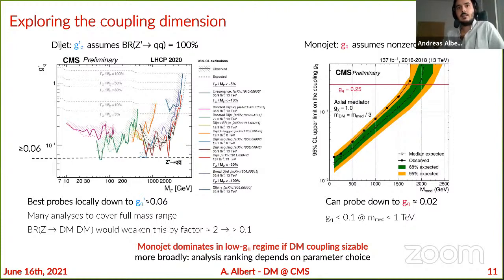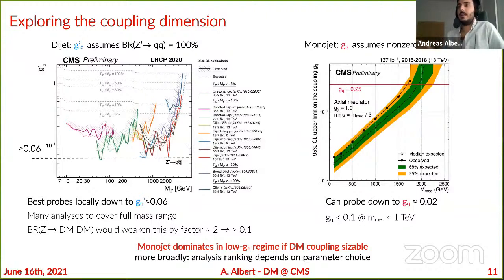There you can see that we probe couplings down to something like 0.06. And it's important to understand that this coupling here, gq prime, assumes that there's no branching to dark matter at all. If we look at monojet, on the other hand, the coupling assumes a branching fraction into dark matter, of course. And here we could probe values down to something like 0.02 for this quark coupling. And if we wanted to compare apples to apples, we would have to take the left plot and make it worse by about a factor of 2. So you can see that there's really quite a significant gap in the coupling sensitivity here.